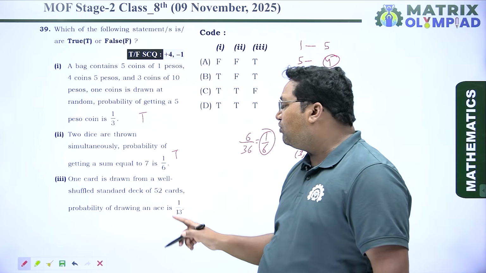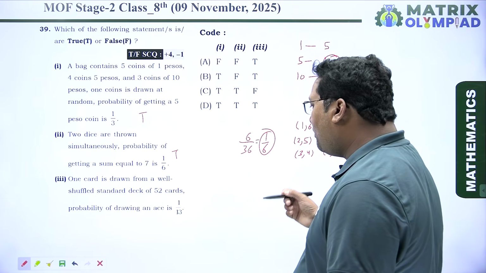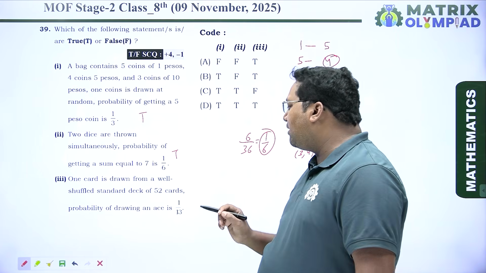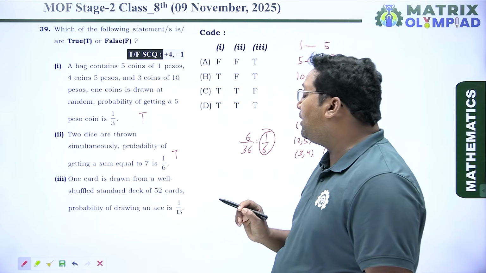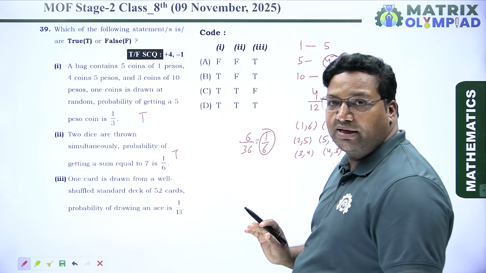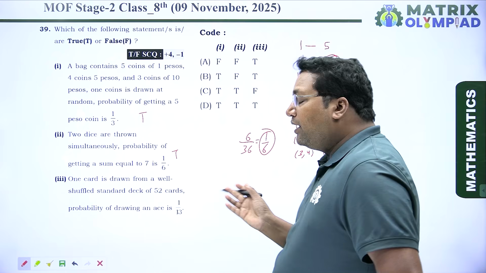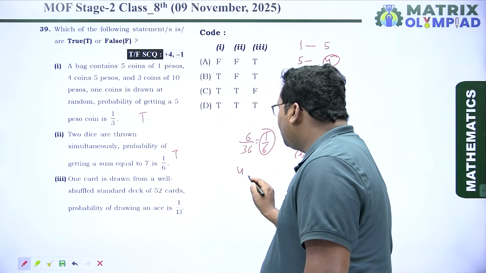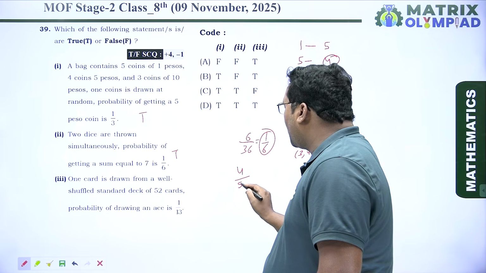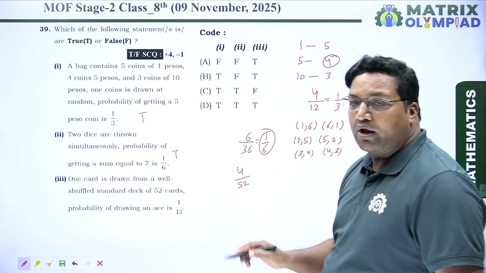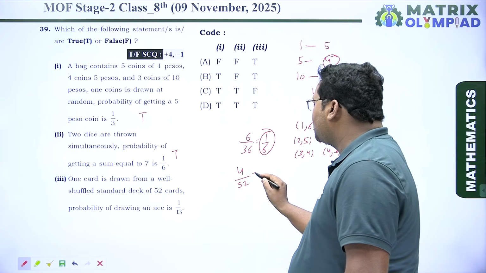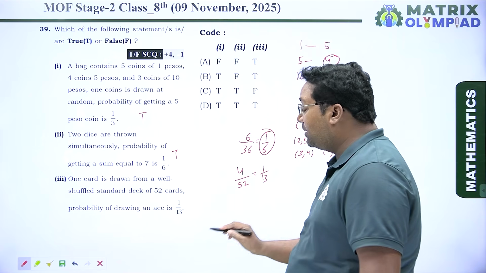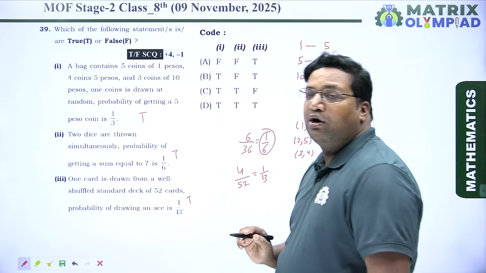Third statement is given. One card is drawn from a well shuffled standard deck of 52 cards. Probability of drawing an ace is 1 by 13. So we know in playing cards the total aces are 4 and the total cards are 52. So the probability of drawing an ace is 4 by 52, which is equal to 1 by 13. It means third statement is also a true statement.